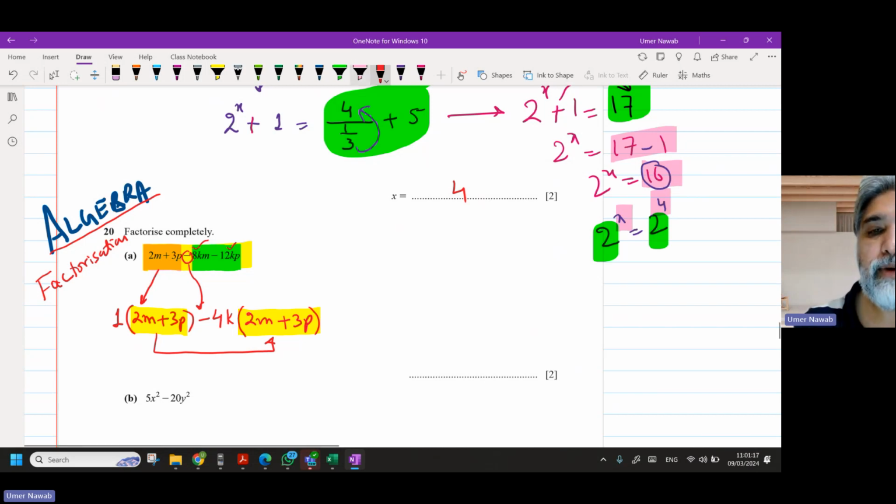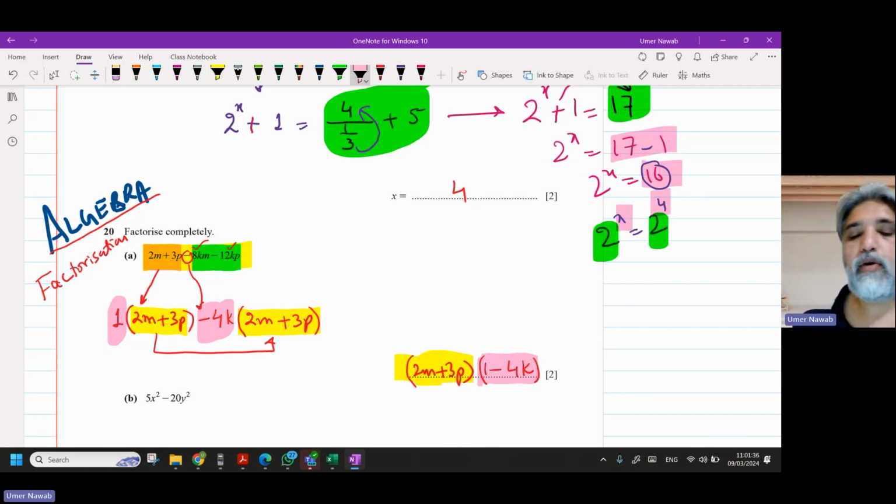Now I can write two brackets. The yellow bracket is one time, which is 2m plus 3b because it is taken common. So what is left inside now? 1 minus 4k. I'm going to write here 1 minus 4k. This is called factorization by grouping.